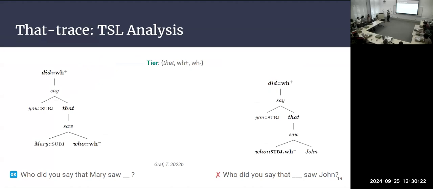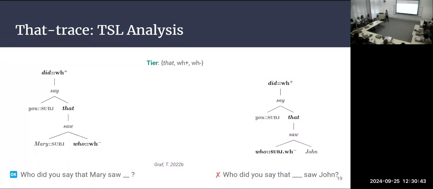So let's take a look at how one of these TSL analyses might play out. Here we are with our licit sentence, this sentence that's okay, on the left, where we can say, who did you say that Mary saw? And this illegal sentence on the right, who did you say that saw John? That's pretty bad for me.